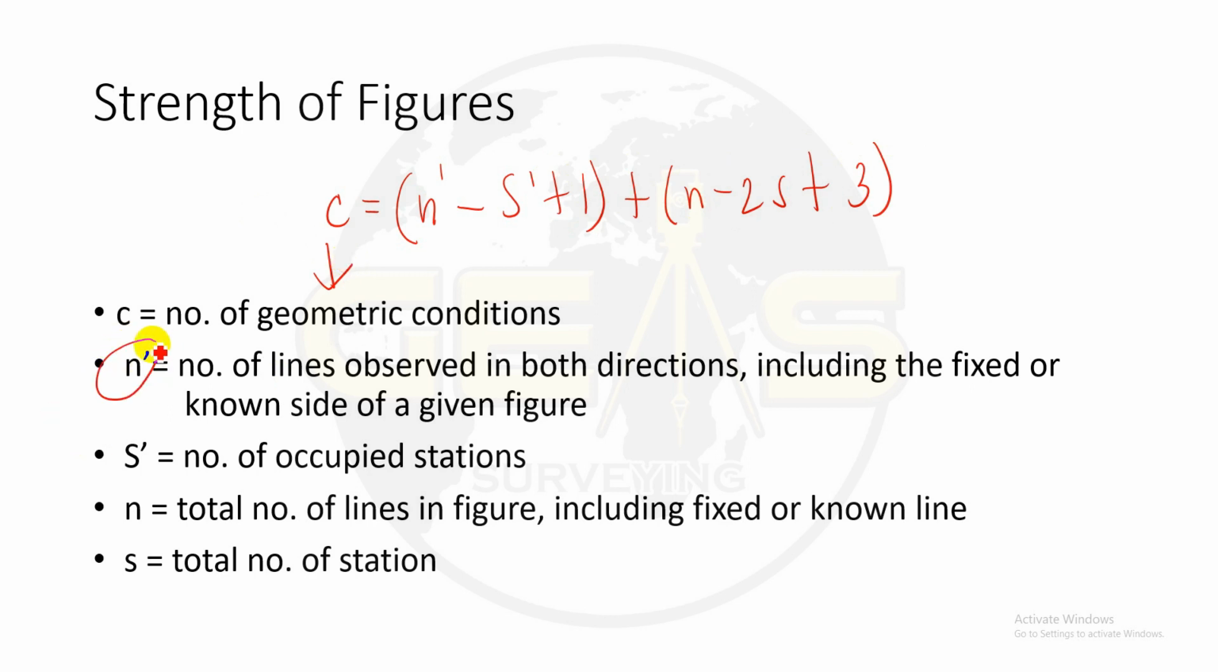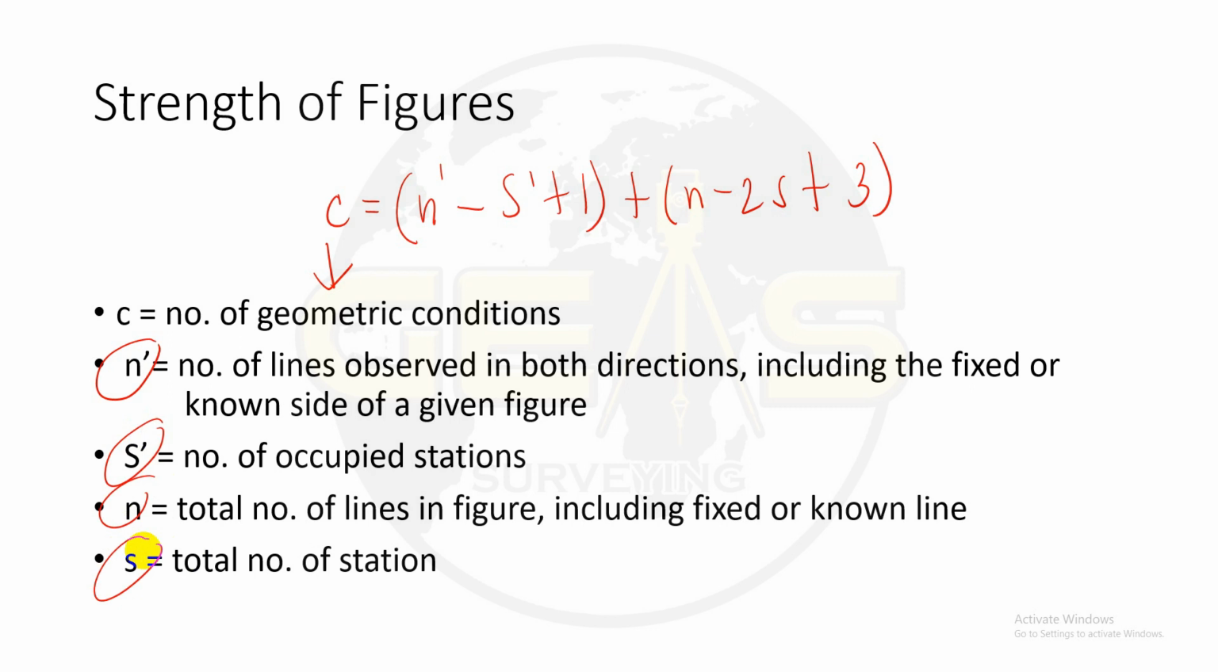Next, n prime, number of lines observed in both directions, including fixed or known side of a given figure. S prime, number of occupied stations. And n, total number of lines in figure, including fixed or known line. And S, total number of stations.